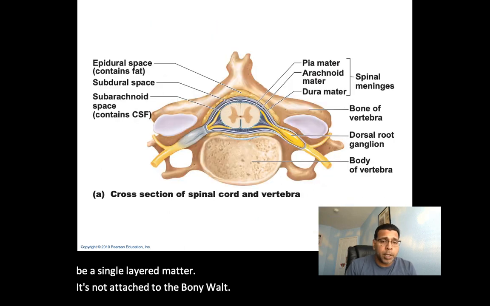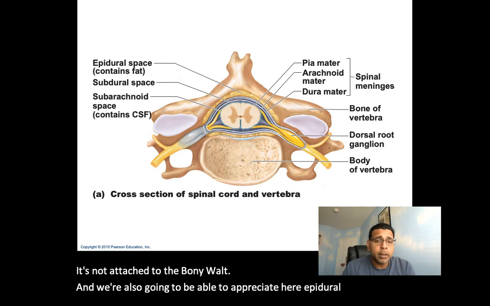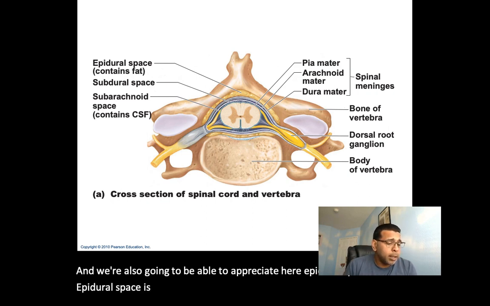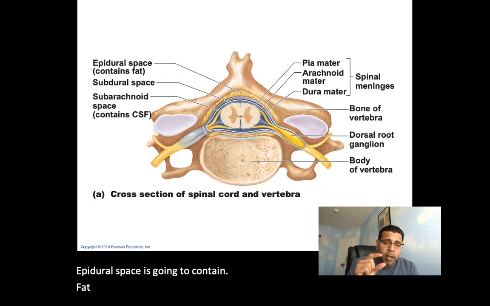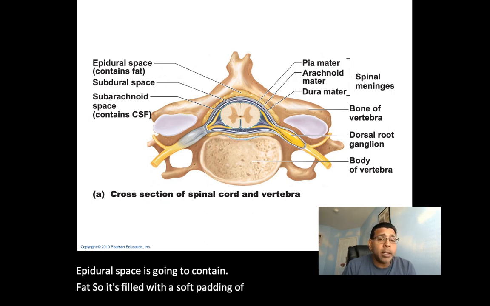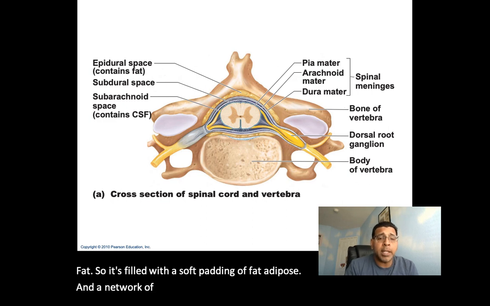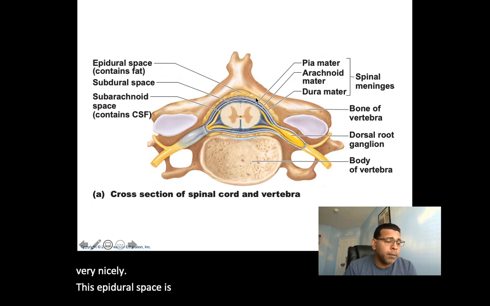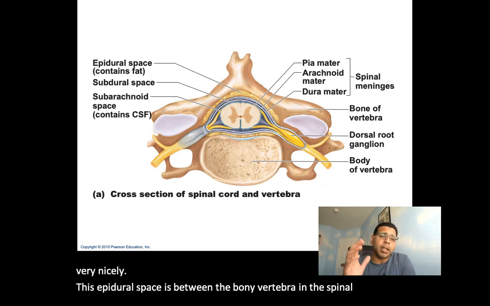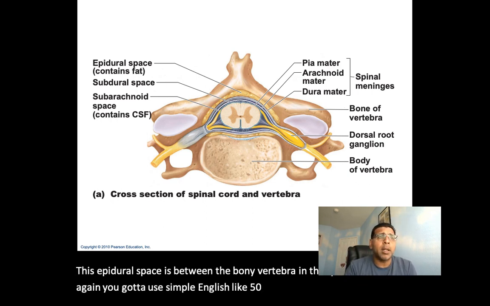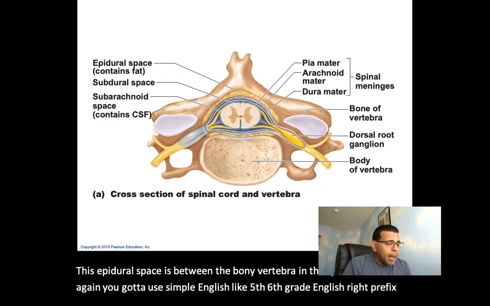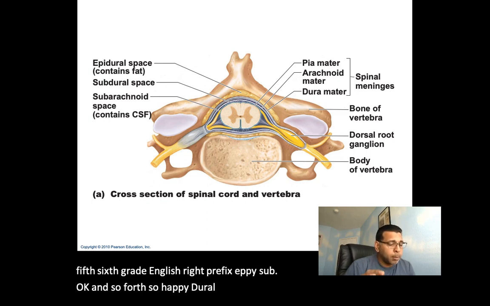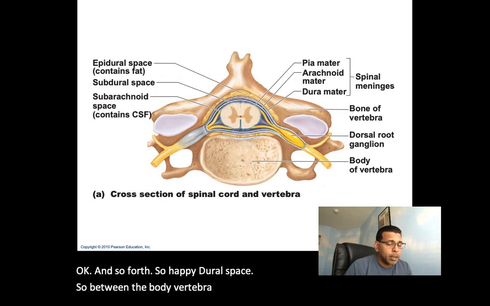And we're also going to be able to appreciate here the epidural space. The epidural space is going to contain fat. So it's filled with a soft padding of fat, adipose, and a network of veins. You can see that here very nicely. This epidural space is between the bony vertebra and the spinal dura mater. Again, you've got to use simple English, like 5th, 6th grade English. Prefix epi, sub, and so forth. So epidural space is between the bony vertebra and the spinal dura mater.